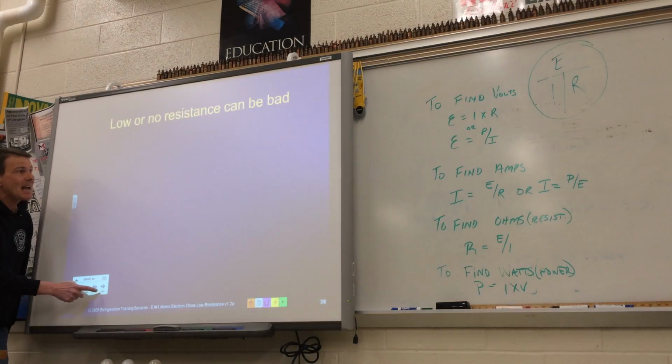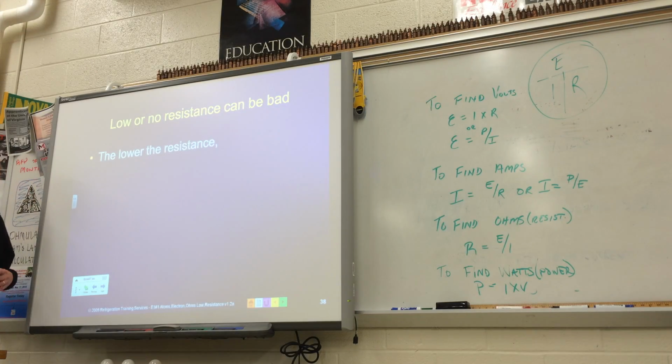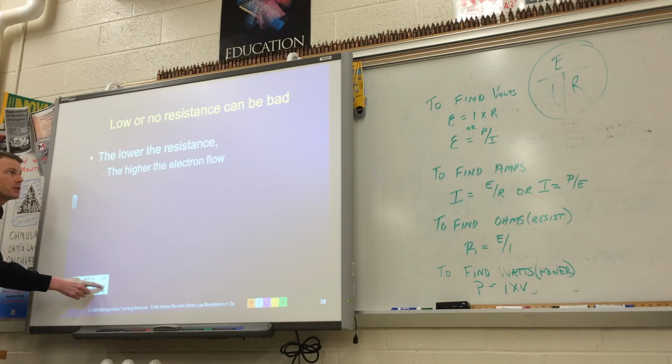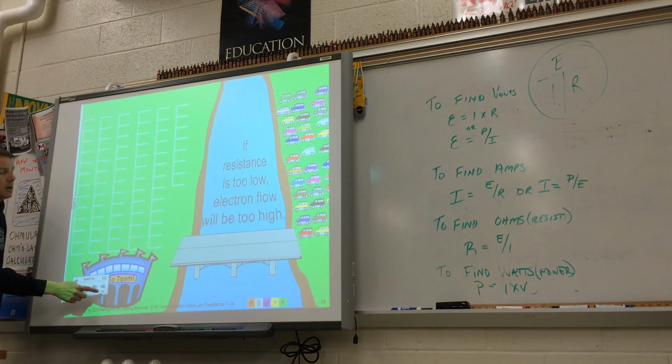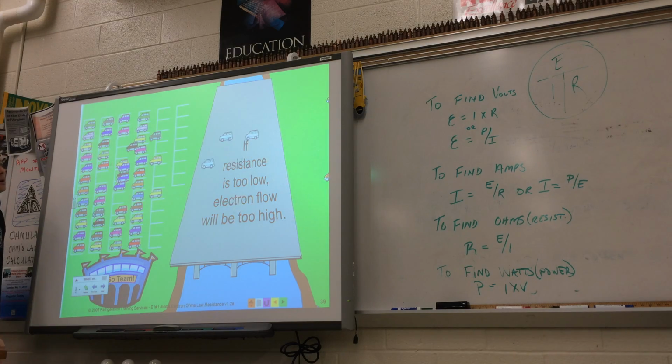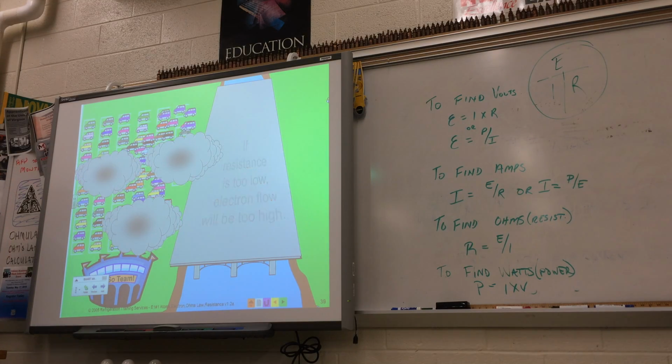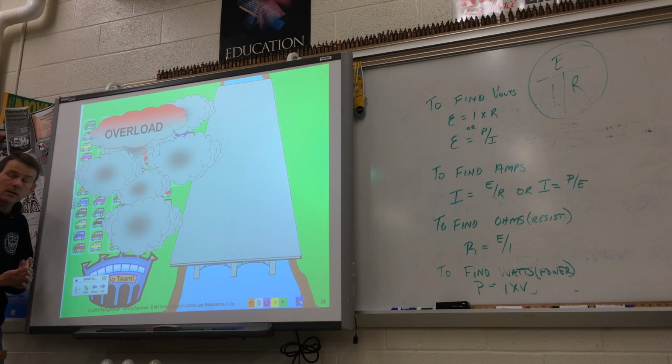So think about this. The resistance can't be too much, and the resistance can't be too little. It's got to be just right. You got to have just the right amount of resistance for the current to flow so it doesn't get out of control. Boom. That's it. Done deal. Overload. That's what they call an overload. When that happens, hopefully there's a fuse or a breaker that will trip.